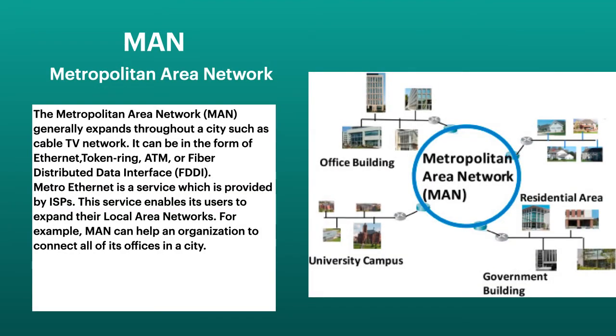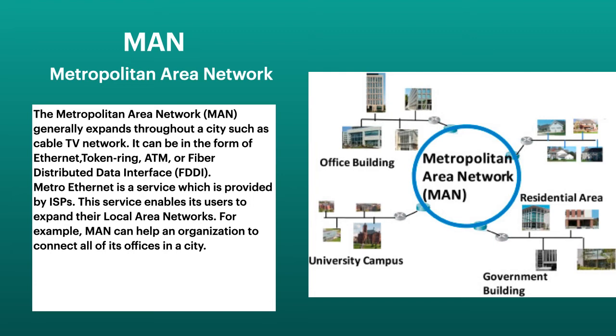Next is wider than your LAN: the metropolitan area network. That means where we have multiple LANs connected with a network, and that is called your MAN. That is multiple office buildings, multiple university campuses, multiple government buildings and residential areas, all connected to a big network called your metropolitan area network.